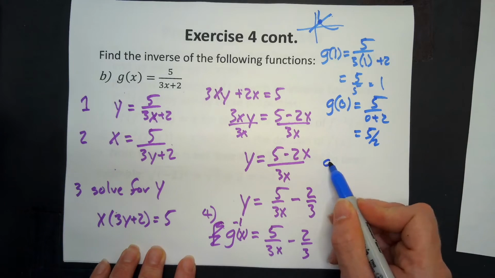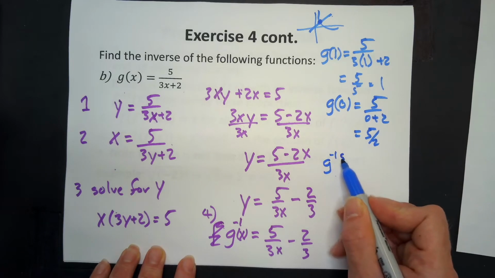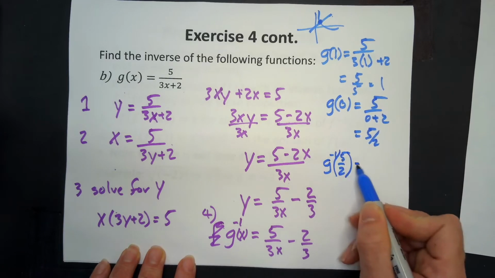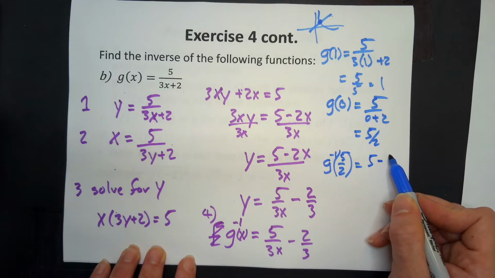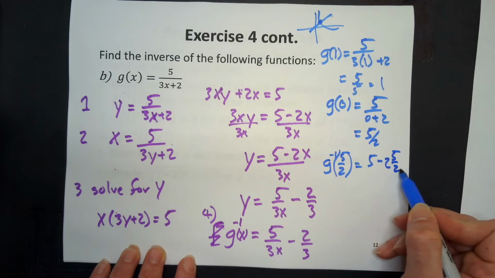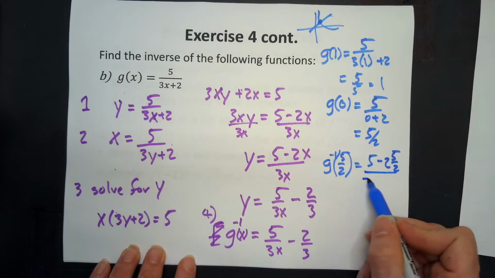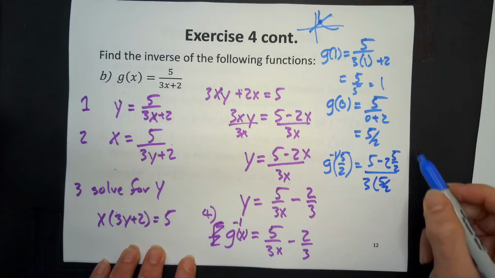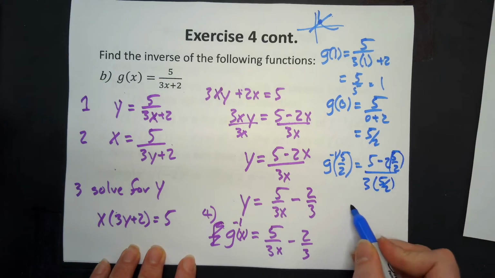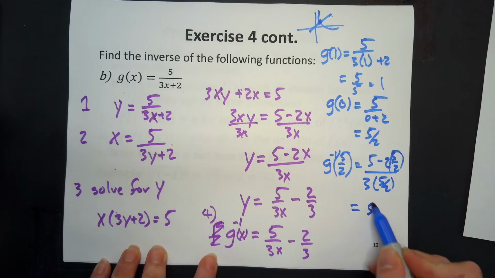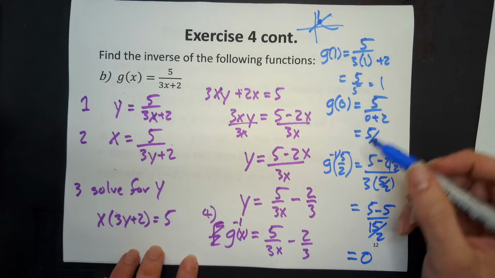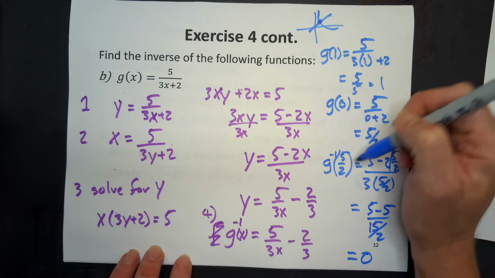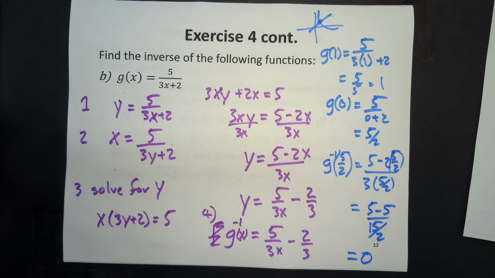So we'd have g inverse of 5 halves would give us 5 minus 2 times 5 halves all over 3 times 5 halves. And so when we do that, we can see in the numerator we're going to get 5 minus 5 all over 15 halves. And so I'm going to get 0 back out, so 0 went to 5 halves and 5 halves went to 0. So that's a way of checking it.